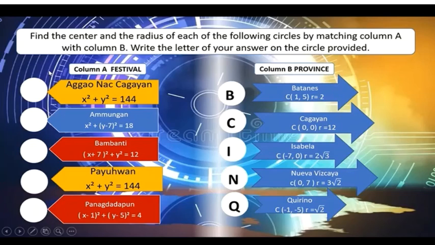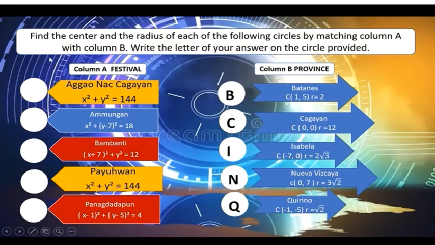So this is what will happen. You are to find the center and the radius of each of the following circles by matching column A with column B. So you have to put here the initials of the name of the provinces that contains your answer for the following equation. So you have to write the letter of your answer on this circle here. Column A represents the name of the festivals for every province. Each correct answer corresponds to the name of the province with its corresponding festival. So it's a lot more fun. Supposedly, I would have quizzes and puzzles for this one, which actually has trivia of applications for the circle, but we will have it later.